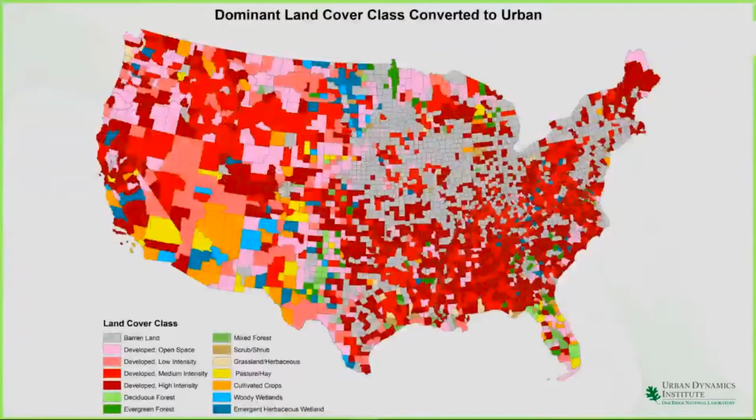And so just evidence of that is we looked at the past 30 years of historical land cover change and what areas developed, what land cover classes developed into urban, and we then quantified that at the county level. So you can see here, this is for the past 30 years. This demonstrates the dominant land cover class that was converted to urban for each individual county.